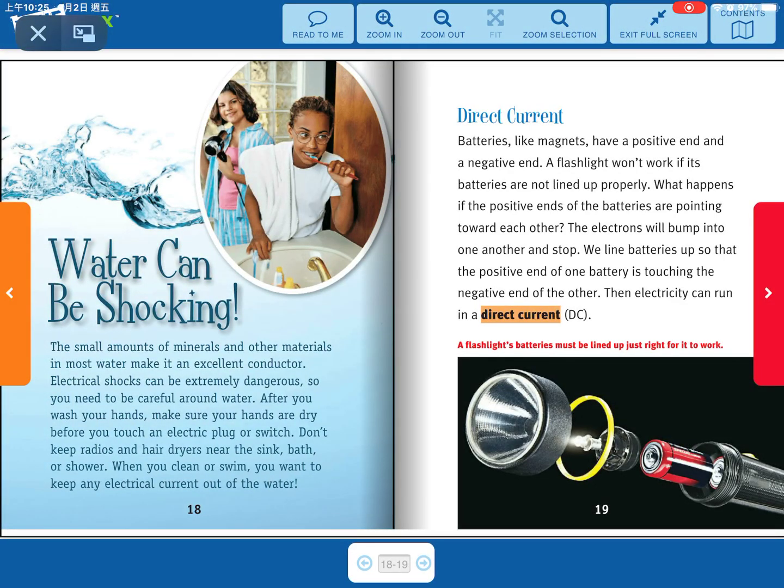Direct current. Batteries, like magnets, have a positive end and a negative end. A flashlight won't work if the batteries are not lined up properly. What happens if the positive ends of the batteries are pointing toward each other? The electrons will bump into one another and stop. We line batteries up so that the positive end of one battery is touching the negative end of the other. Then electricity can run in a direct current.